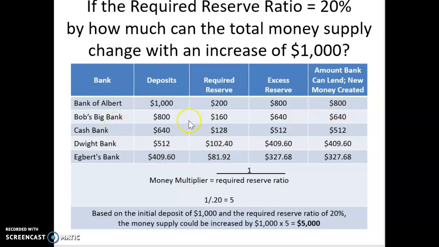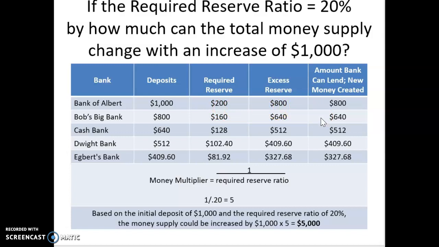So she goes to Bob's Big Bank and gets that money. It gets deposited in Bob's Big Bank. 20% of that $800 has to be in required reserve. So Bob's bank has to keep $160 in required reserve. The excess reserve is $640, and then that bank can loan out $640.